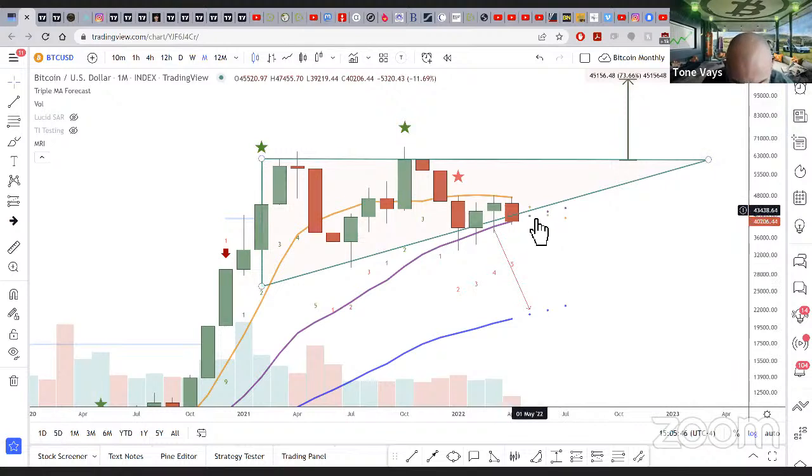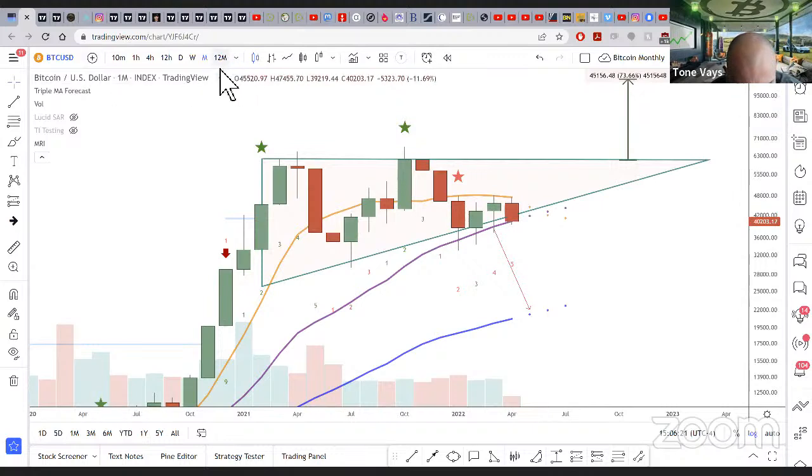So right here, it's going to be next month. Something's going to have to give next month. Either we break down and head towards the $22,000 area to meet the next moving average, or we break out and potentially avoid the moving average death cross on the monthly scale. So this is a serious dynamic, and it's going to have to give one way or another.